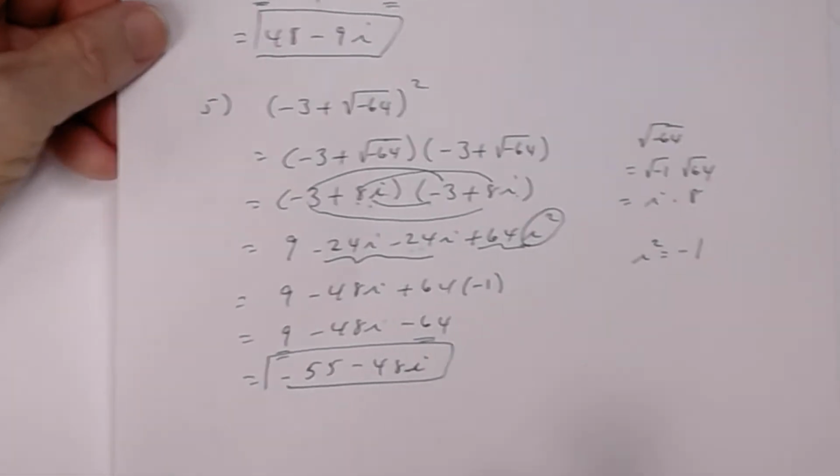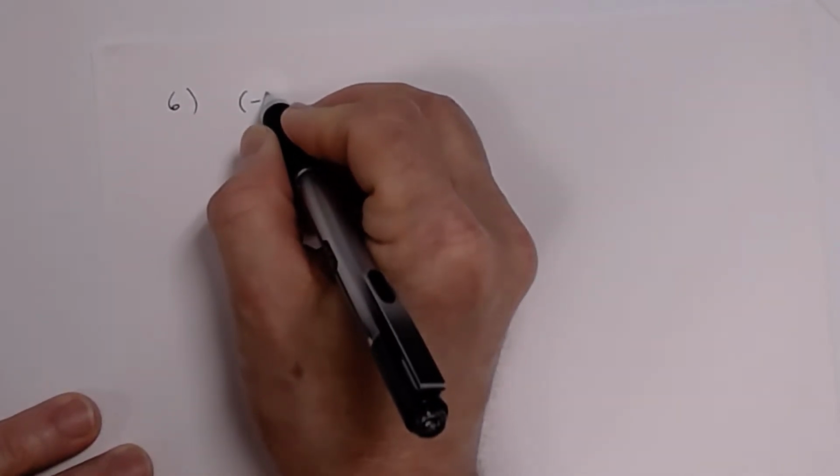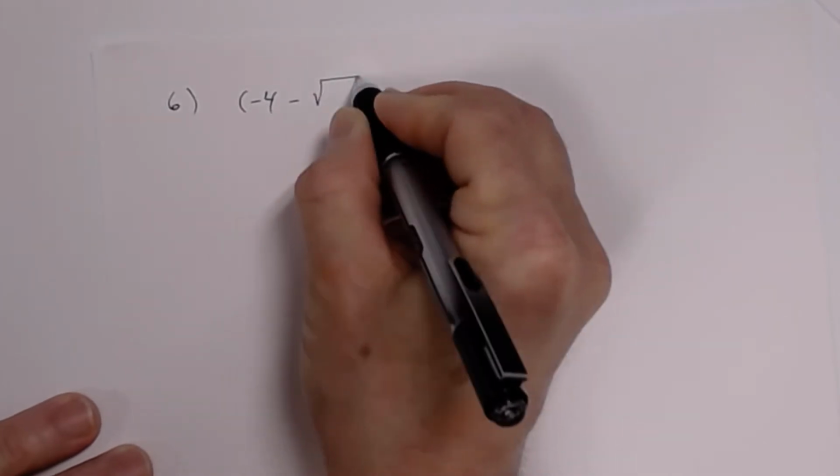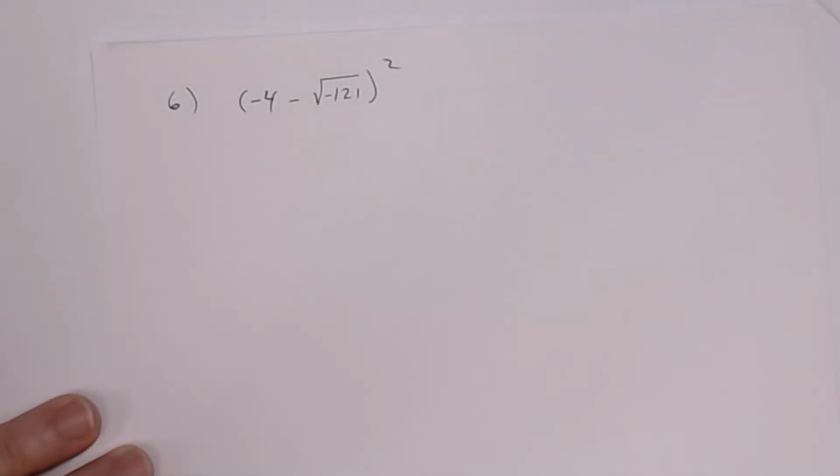Okay, let's do another one like this real quick. So let's do number 6. So number 6, we have negative 4 minus the square root of a negative 121, squared. So negative 4 minus the square root of a negative 121, squared.